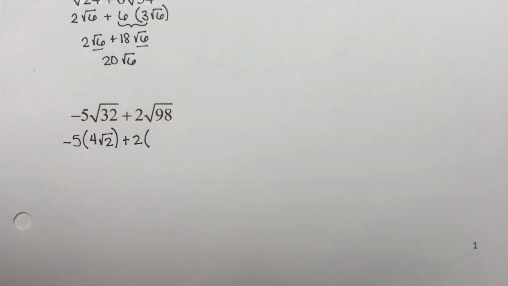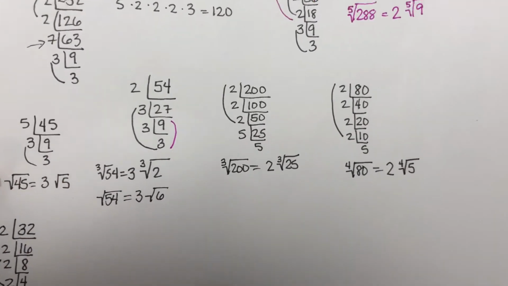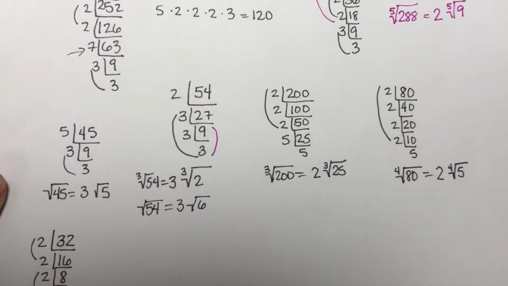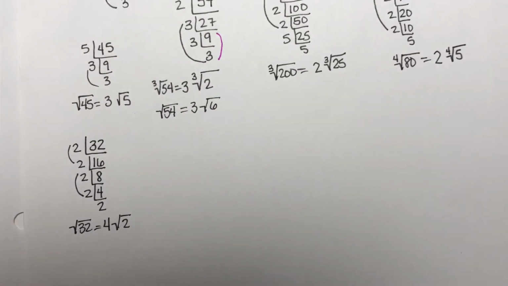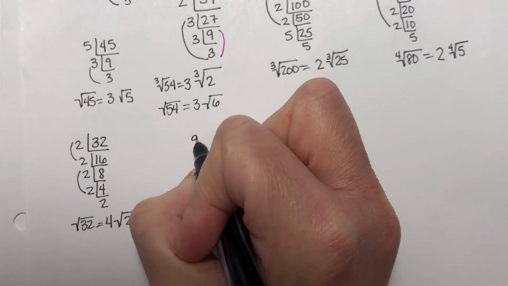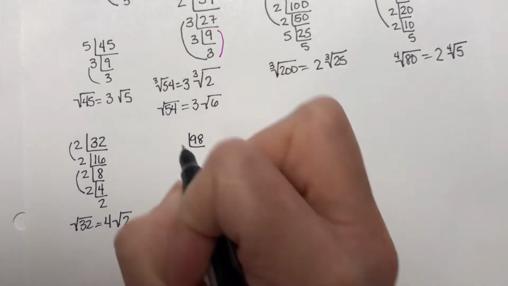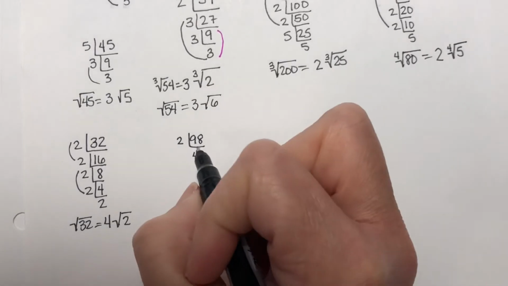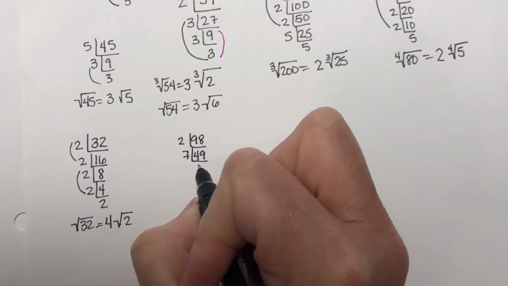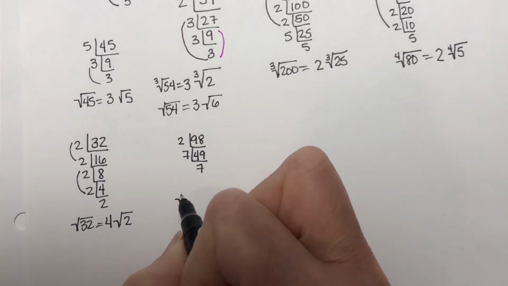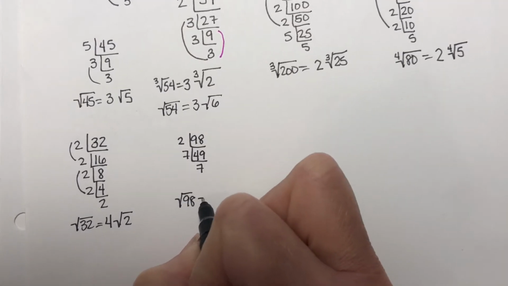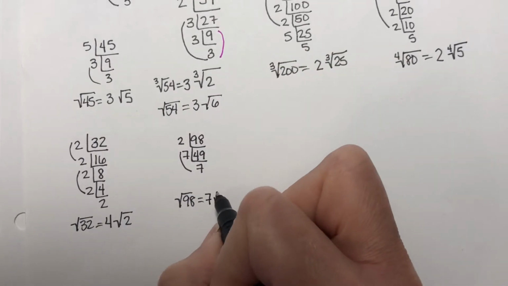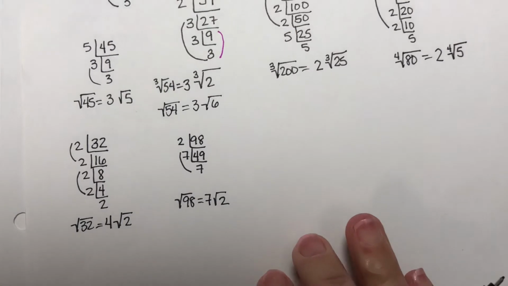2 times the square root of 98. I glance to see if I have that 98 here anywhere, and I do not. So let's find a prime factorization of 98. 98 is even, so I'm going to divide it by 2, and I get 49. And 49 I recognize as 7 times 7. So the square root of 98 is going to be, I have a pair of 7's here, so 7 is on the outside. I have a 2 left over, so 7 times the square root of 2.